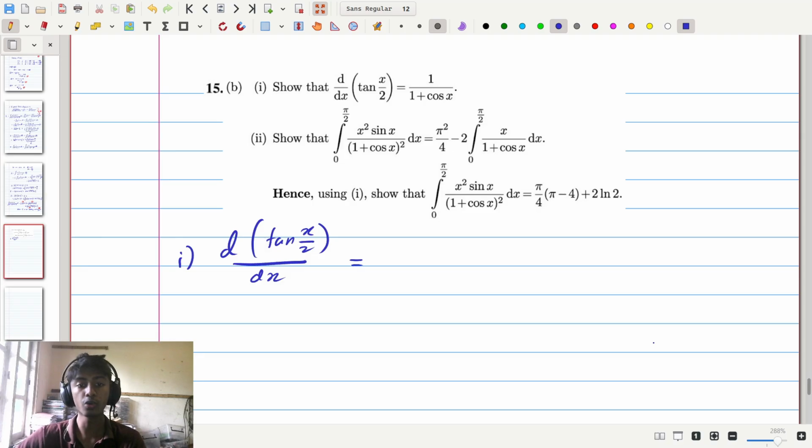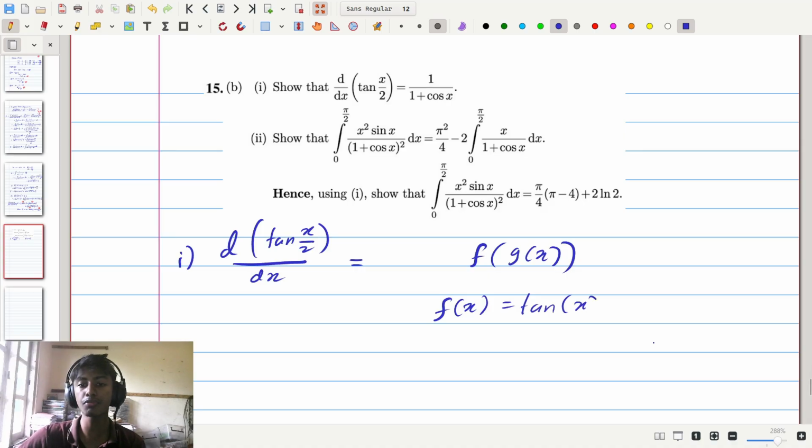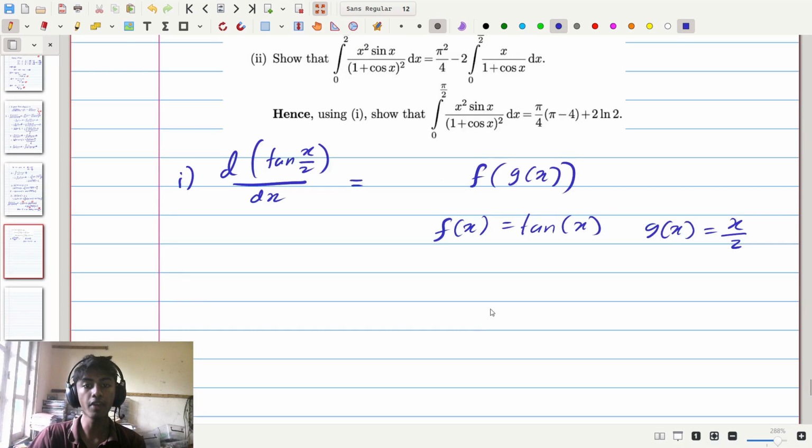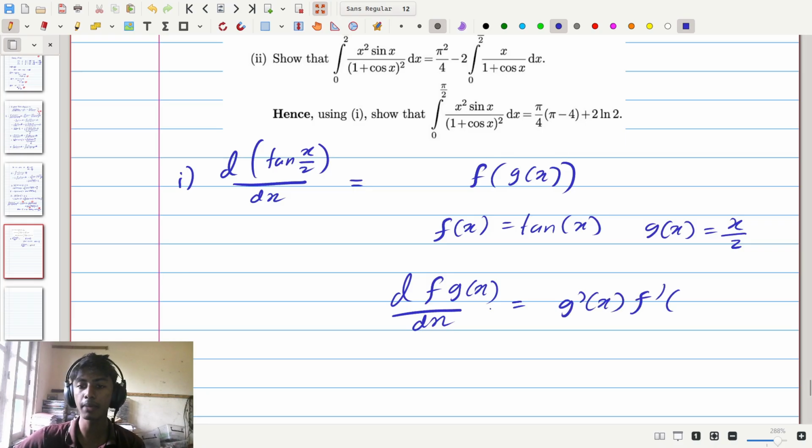Now for this, what we need to do is to realize that tan of x over 2 is in the form f of g of x, where the outer function f of x is simply tan of x and the inner function g of x is x divided by 2. As we know, whenever we have a function of the form f of g of x, the derivative of f of g of x is equal to g prime x times f prime of g x, where f prime is the derivative of f of x and g prime is the derivative of g of x.